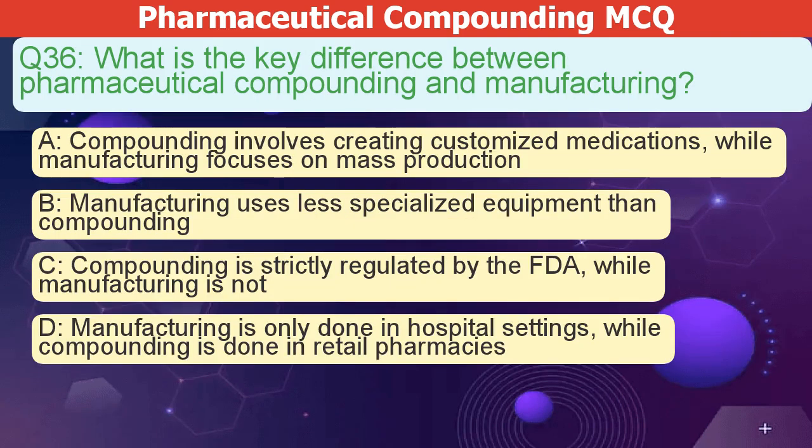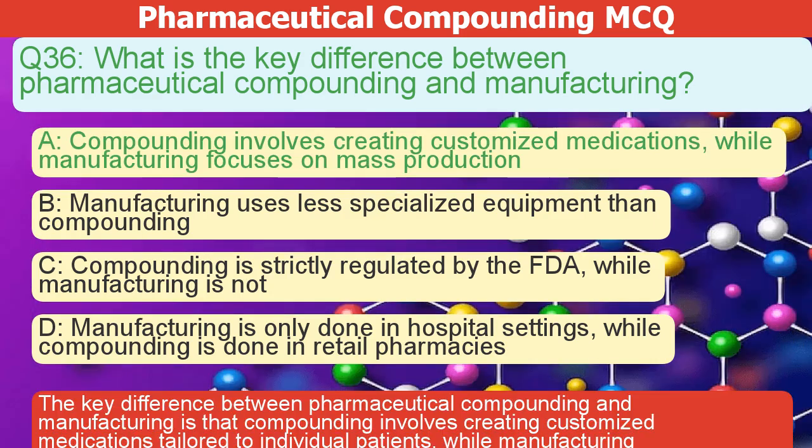What is the key difference between pharmaceutical compounding and manufacturing? A. Compounding creates customized medications, while manufacturing focuses on mass production. B. Manufacturing uses less specialized equipment than compounding. C. Compounding is strictly regulated by the FDA, while manufacturing is not. D. Manufacturing is only done in hospital settings, while compounding is done in retail pharmacies.